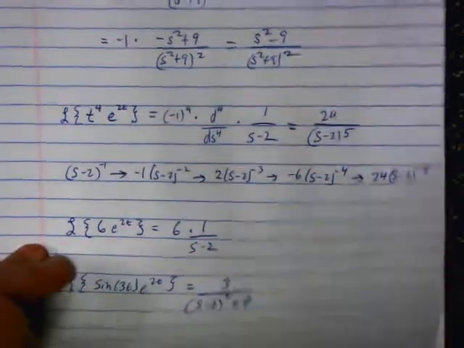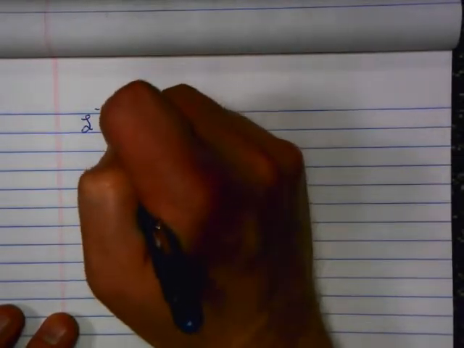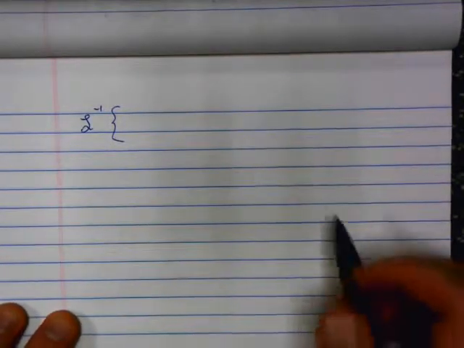All right, what if we had a t to the pi or something? Then you'd have an issue, because that theorem only works for positive integer exponents.